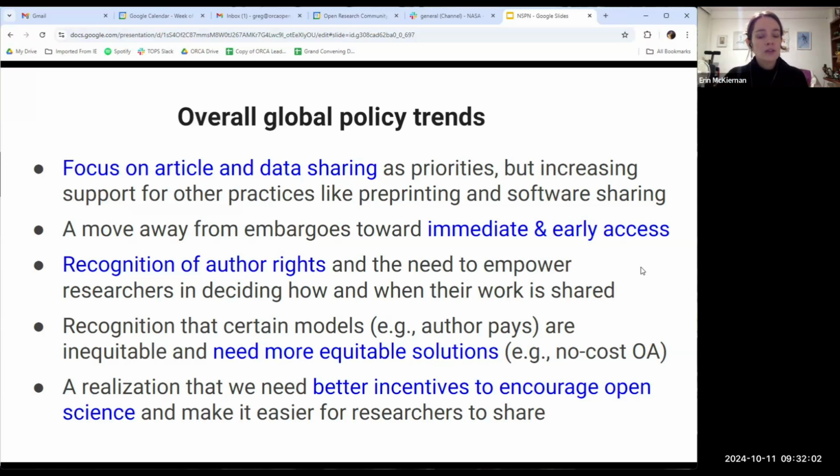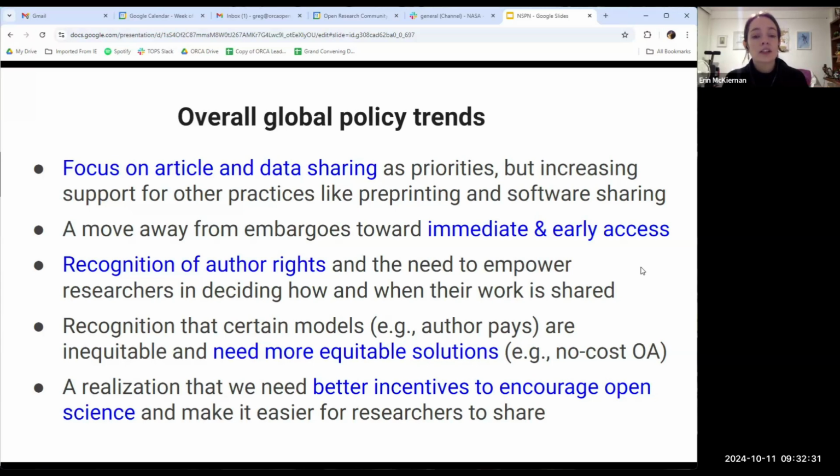Recognition of certain models. So, as we saw a move to open access, it has in some journals taken the form of an author pays model. But as we can imagine, that is not really an equitable solution, especially for many researchers working in low and middle income countries who don't have the resources to pay for that. And searching for those more equitable solutions that will allow researchers to share at no cost.